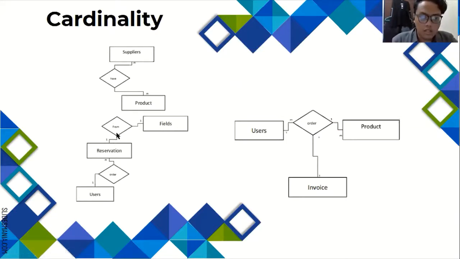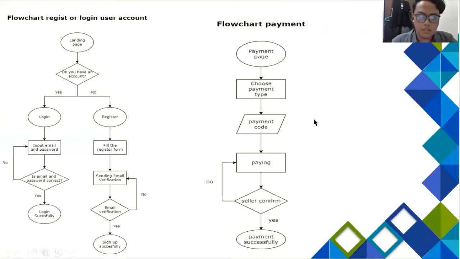In reservation, one reservation just can have one field, and one field can have many reservation. And users can order many reservation, but one reservation just to one user. In invoice, one invoice just to one user, and users can order many product. And many product can have many users.